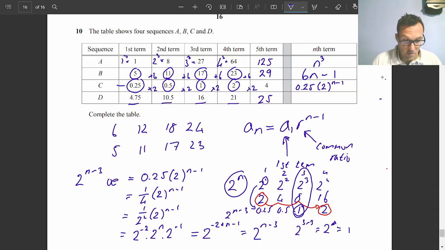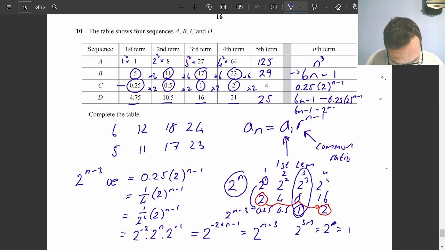And in the nth term rule, we take the sequence B, which is 6n minus 1, and subtract whatever you wrote for sequence C. Even if you got it wrong, if you write there that you're subtracting it, you'll get your marks, and that will give you full marks. Or 6n minus 1 minus, let me write it down, 6n minus 1 minus 2^(n-3). That will also get you your marks. Either one is correct.